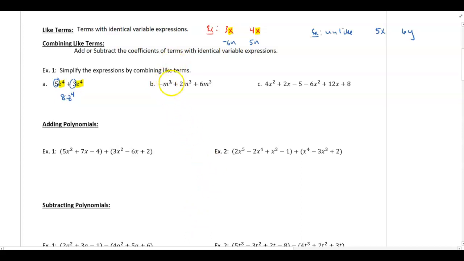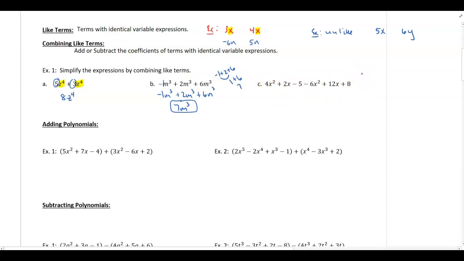Now, example b. Although I don't see a number in front of m to the third, I have to picture it as being negative 1 m to the third. So I'm going to read this problem as negative 1m to the third plus 2m to the third plus 6m to the third. Now when I add negative 1 plus 2 plus 6, negative 1 plus 2 is positive 1, and 1 plus 6 will give me 7m to the third. And I am done.